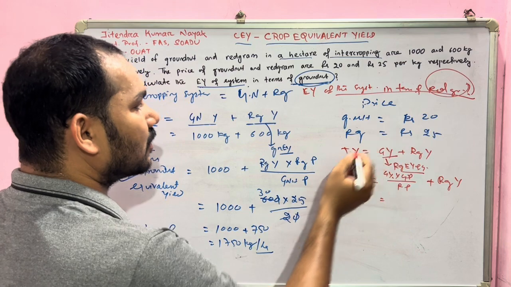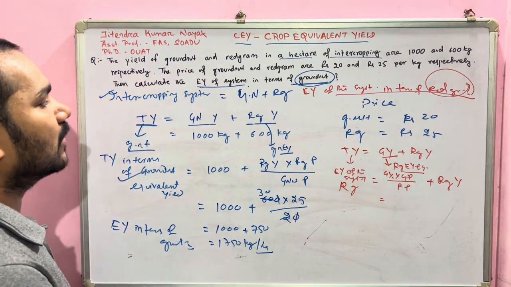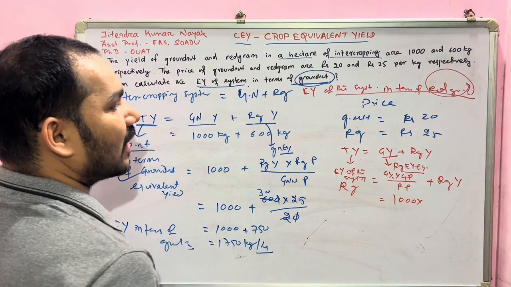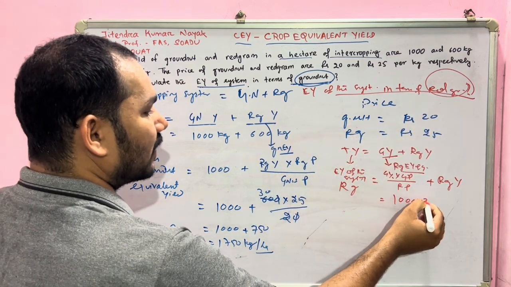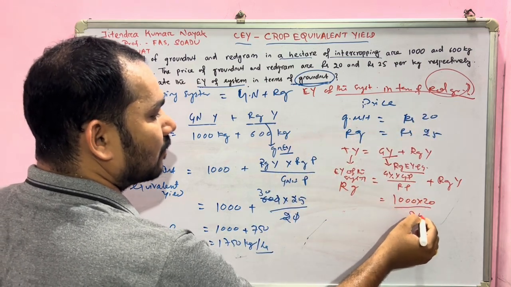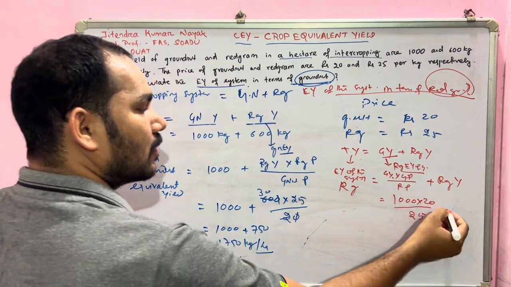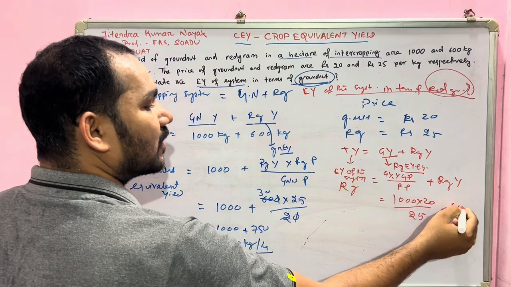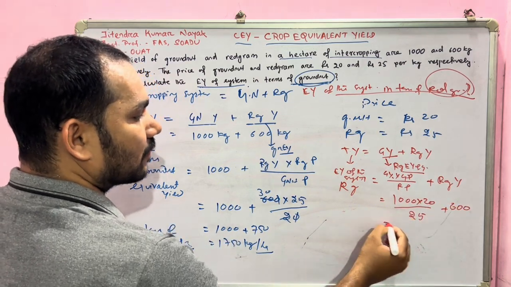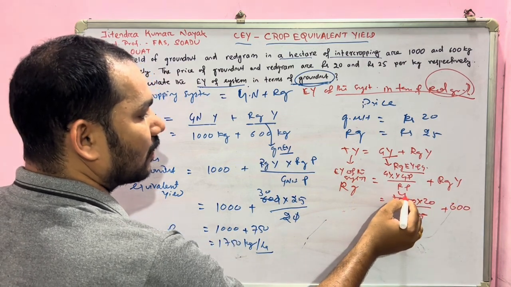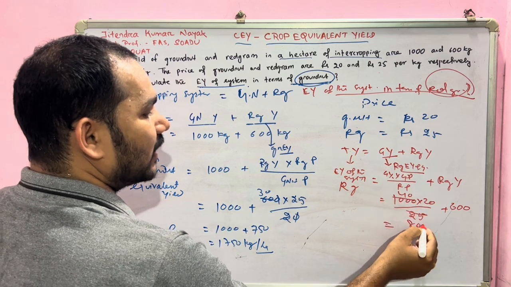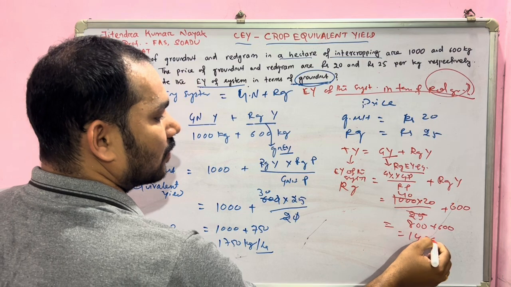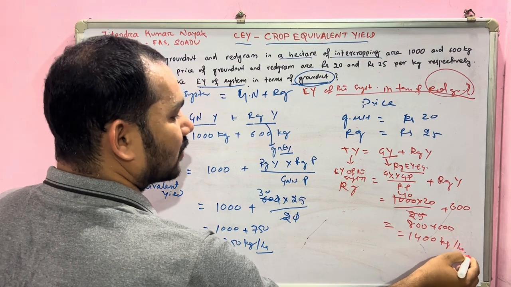So groundnut yield is equal to how much? Groundnut yield will be 1000 into groundnut price, 20, divided by price of red gram, 25, plus what is the red gram yield? Yes, sir, red gram yield is 600. So it will be 800 plus 600. It will be 1400 kg per hectare. Okay.